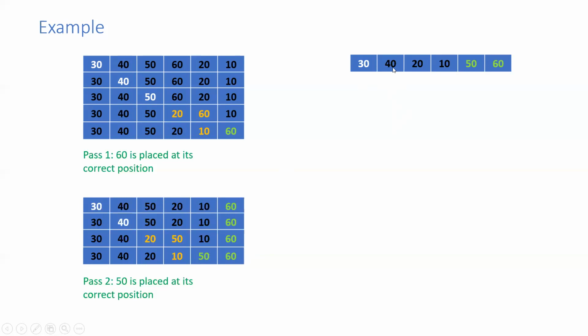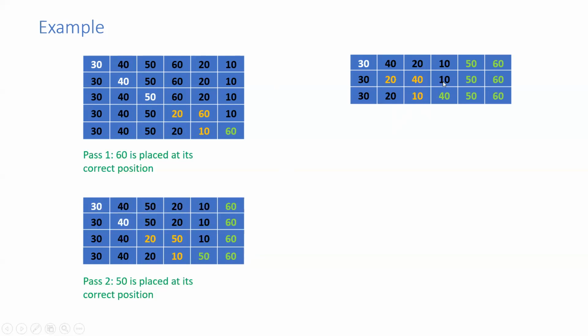And then we'll pick up the next element in the array, that is 40. We'll compare it with the next element. Is 40 greater than 20? Yes. So we are going to swap those two values here. You can see it here. And then we'll pick up the third element, that is 40 here. 40 is compared with 10. Is 40 greater than 10? Yes. So we're going to swap these two values again, 10 and 40.